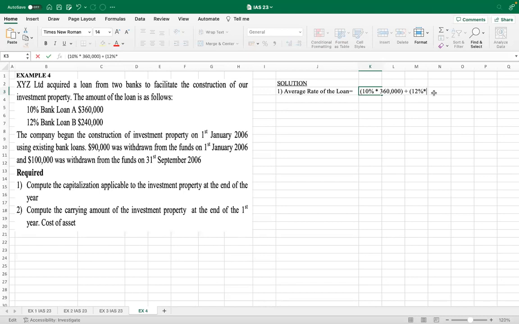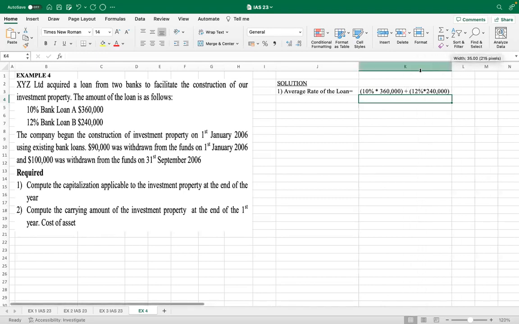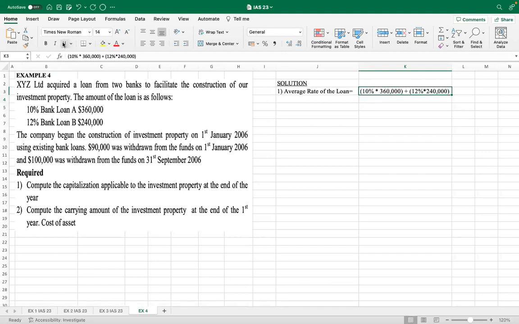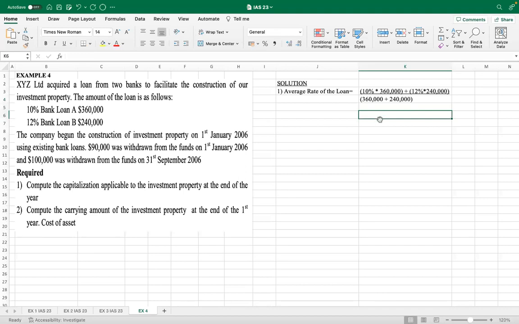times 240,000, divided by. Remember, what do I want to get? My objective in this case is to get the average interest rate. You divide by the amount borrowed. The amount borrowed is 360,000 plus 240,000. When you divide it that way, that is when you get the average interest rate.